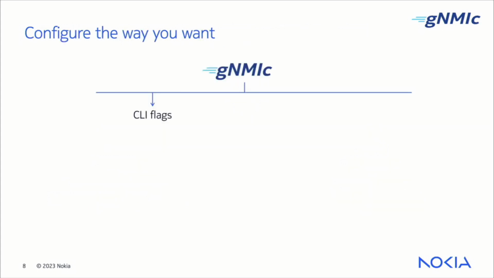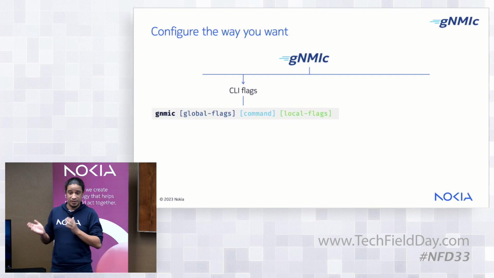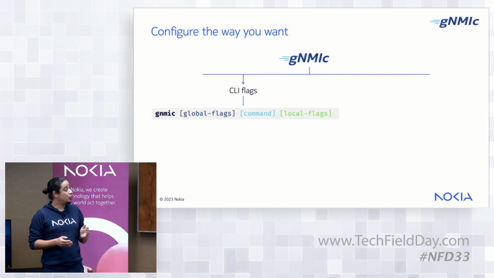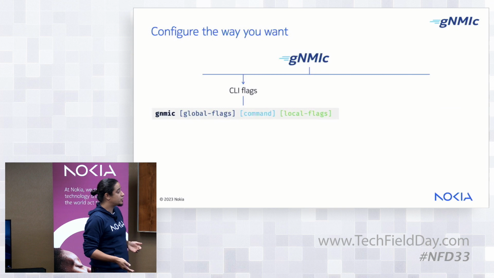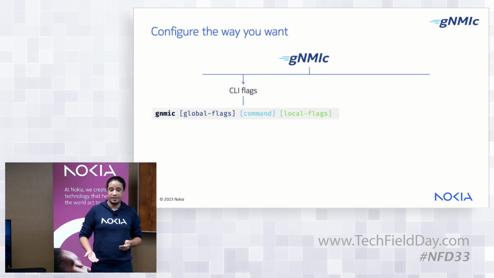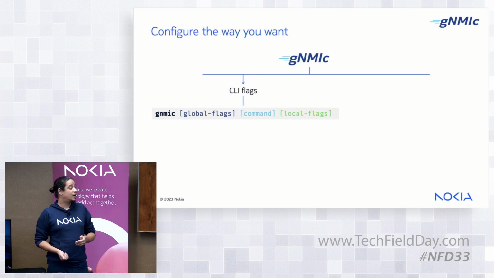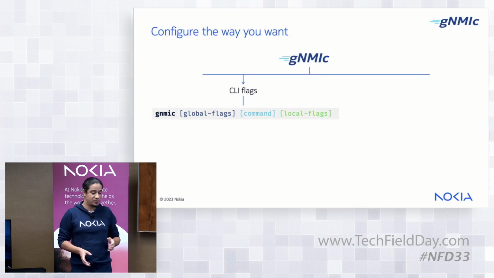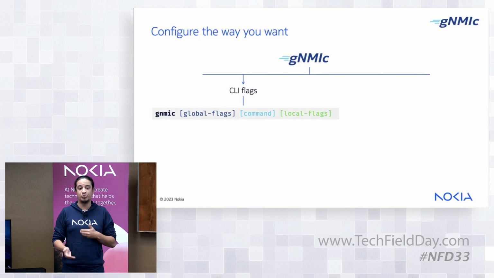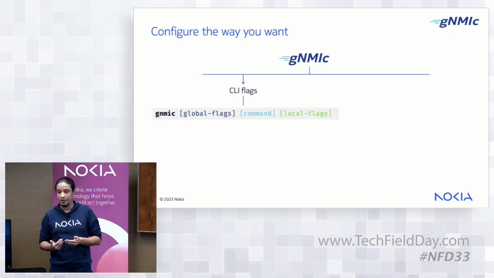So how would you use gNMIc as a CLI? The first way to configure it is using CLI flags. There are global flags followed by the command and then local flags. Global flags are common to all the commands. Local flags are specific to that one command. The global flags usually pertain to how you connect to the router. What is the IP address? What are the credentials? Do you want to use TLS? Which certificates do you want to use? Do you want to do one-way TLS or two-way TLS? That's what the global flags are for. You can also decide how to print the output returned by the routers.